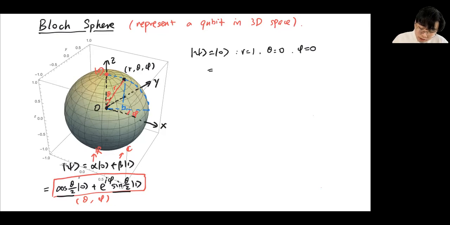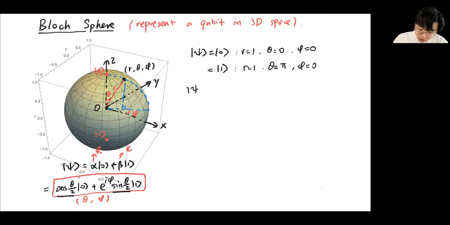Similarly, we can find the quantum state 1 by its coordinates, r equals 1, theta equals pi, so that cosine theta over 2 is 0, sine theta over 2 is 1, and phi equals 0. So 1 is all the way down here, the south pole of the Bloch sphere. Let's do one more example.